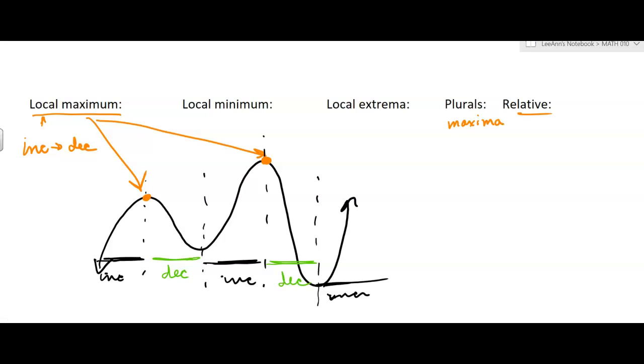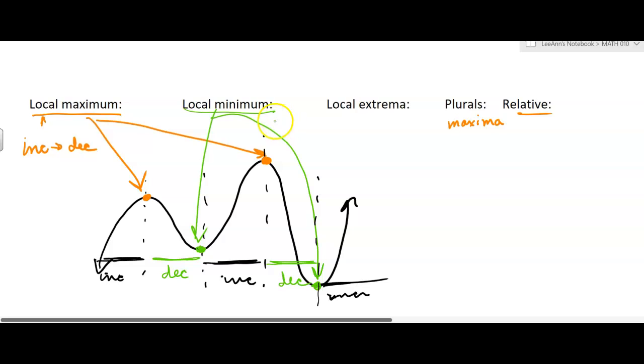All right, now minimums, well, you can kind of figure what that's going to be. A local minimum is going to be where it's the lowest point. So like this would be a local minimum right there. And this would be a local minimum right there. So it's where you're changing from decreasing to increasing. And that's called a local minimum. And again, it's not the lowest point in the world. It's just in that area, it's a local minimum. It's the local lowest point, I guess. It can also be called a relative minimum. And the plural for minimum is minima.